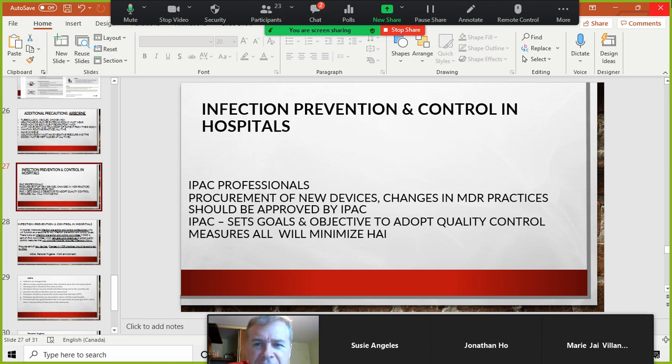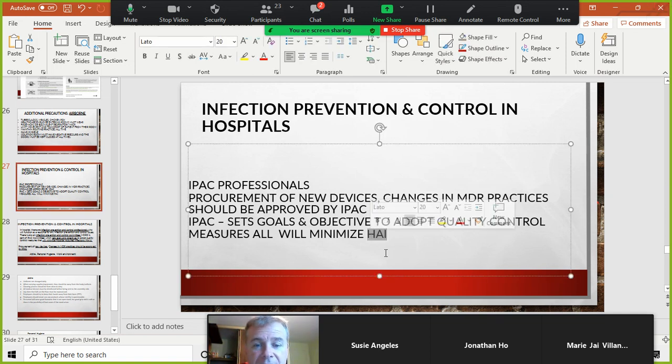Infection prevention and control in hospitals. IPAC professionals, procurement of new devices, changes in MDR practices should be approved by IPAC. The IPAC sets goals and objectives to adopt quality control measures with the hope that all will minimize HAI. And you guys will remember what that is: infections caused by going to the hospital.